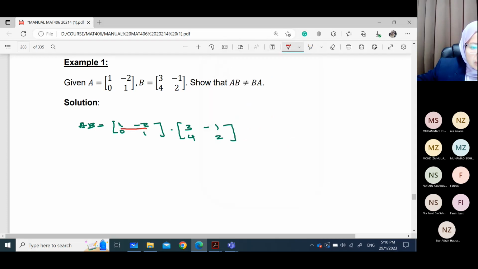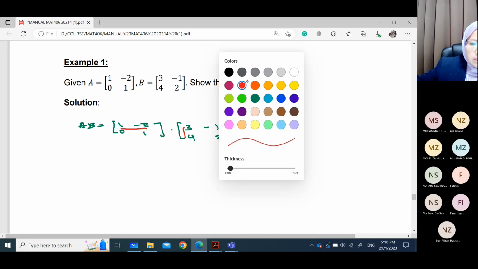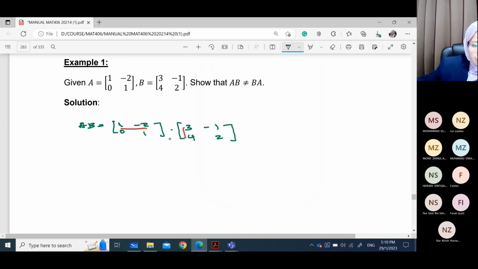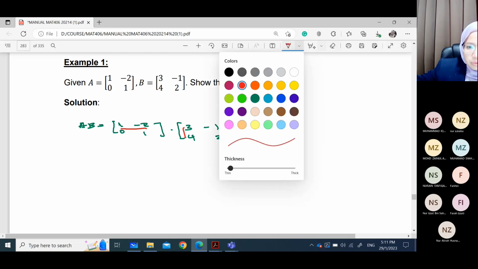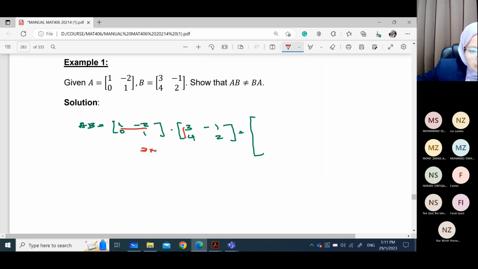Darabkan ni, darabkan dengan yang ini. Okay, so maknanya di sini it is equivalent with... macam mana? Kita sediakan space yang besar lah. Okay, so yang ni size dia adalah 2/2, 2/2 darabkan dengan 2/2. So maknanya size untuk new matrix is about 2/2. Okay, cuba buat sama-sama.